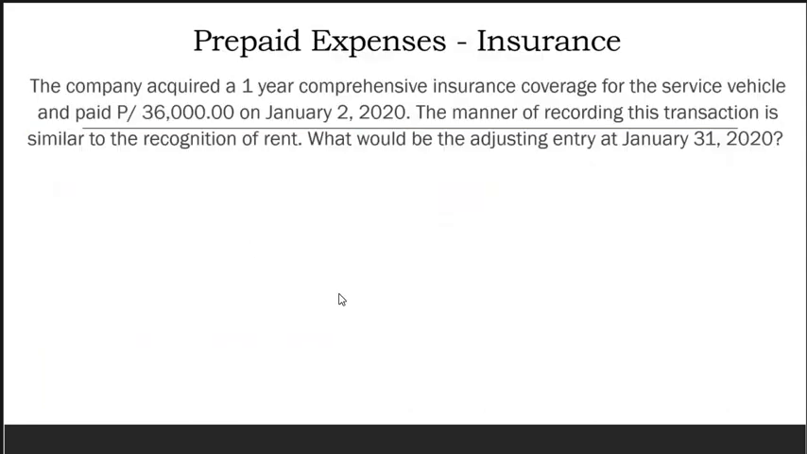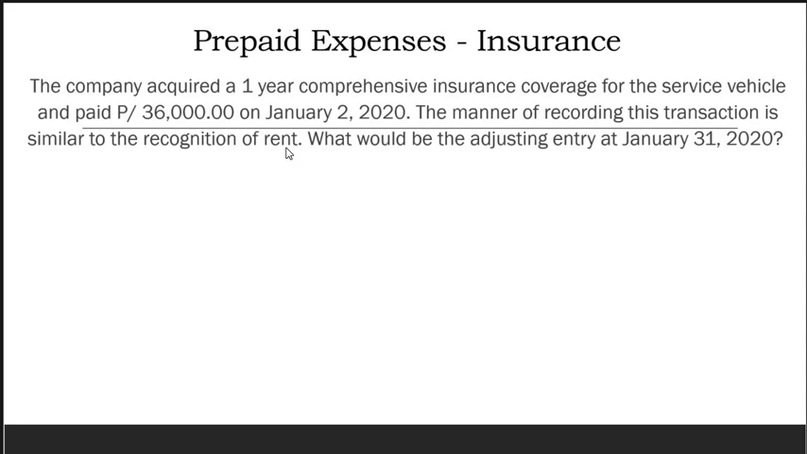So this is another prepaid expense or prepayment, specifically insurance. So in this particular problem, the company acquired a 1-year comprehensive insurance coverage for the service vehicle and paid $36,000 in January 2, 2020. So the manner of recording this transaction is similar to the recognition of rent. So what would be the adjusting entry at January 31, 2020?